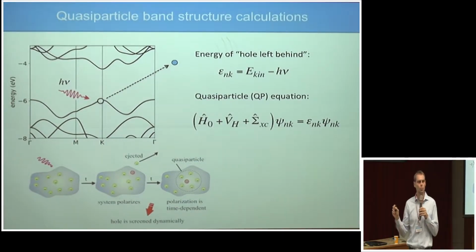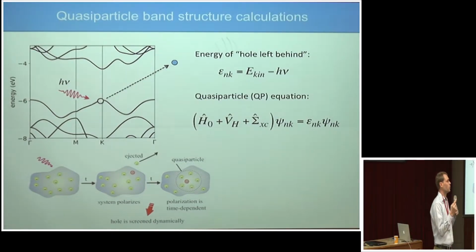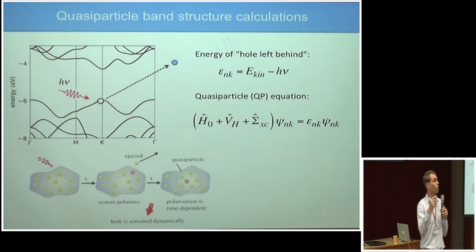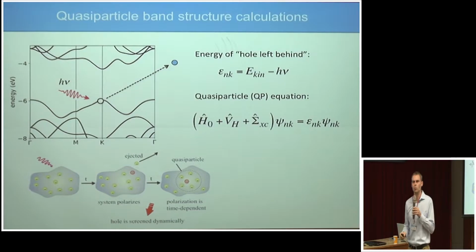But if we have a two-dimensional material, then of course the hole will be screened by the electrons in the two-dimensional material, but it will also be screened by electrons that are sitting outside the two-dimensional material because of the long-range Coulomb attraction. And this gives us a possibility for tuning the band structure by the dielectric environment.